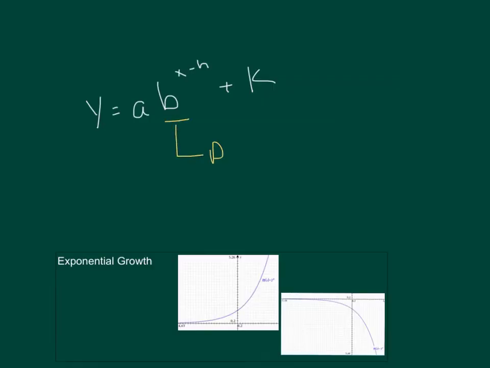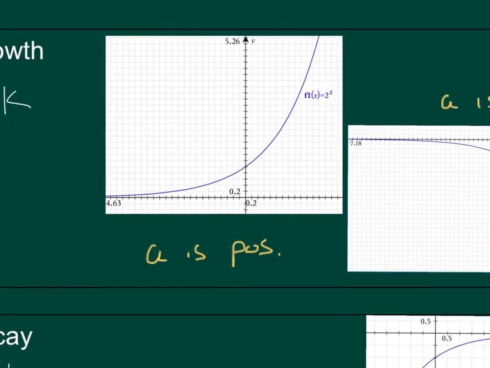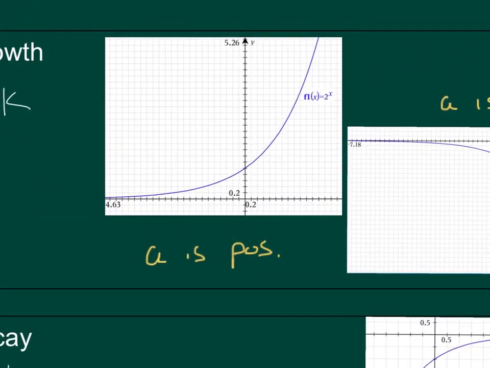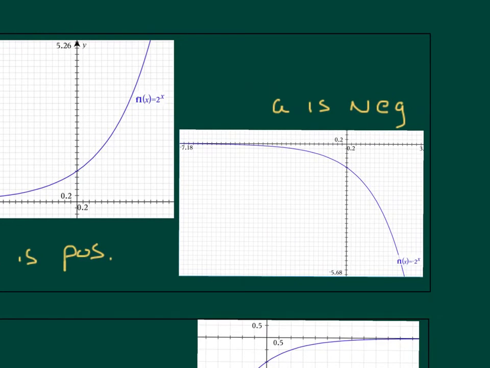B will define whether we are dealing with decay or growth, and it will do that by what type of value it is. If we look at exponential growth, we are talking about that b value being greater than 1. If it is greater than 1, then you are dealing with something that is growing. That means as x continues to get more positive, or as x continues to the right, our values are going to get bigger or smaller, okay? Keep in mind they can grow in a negative fashion.